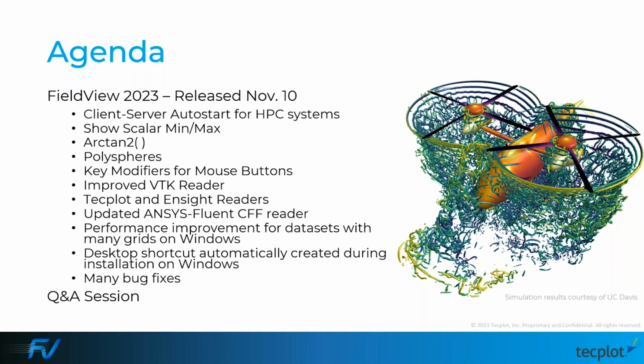We've improved a number of readers, including the VTK, Tecplot, Ensight, and there's an update to the ANSYS Fluent CFF reader. We've made performance improvements for data sets with many grids on Windows, and the desktop shortcut will automatically be created during installation for Windows. In addition, every time we come out with a new release, we try to fix as many bugs as we can to increase reliability and performance. And we've done that again this time.